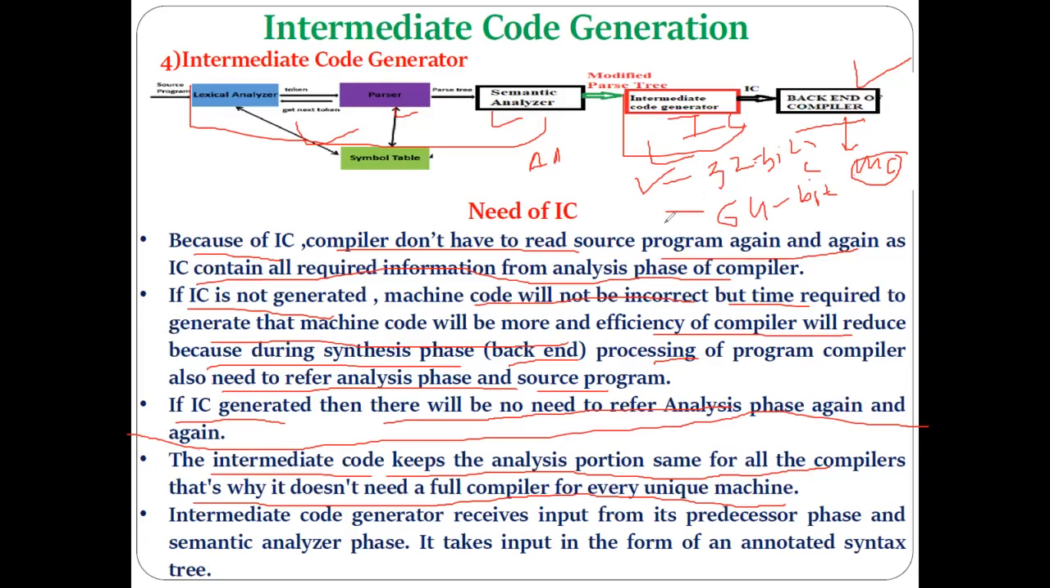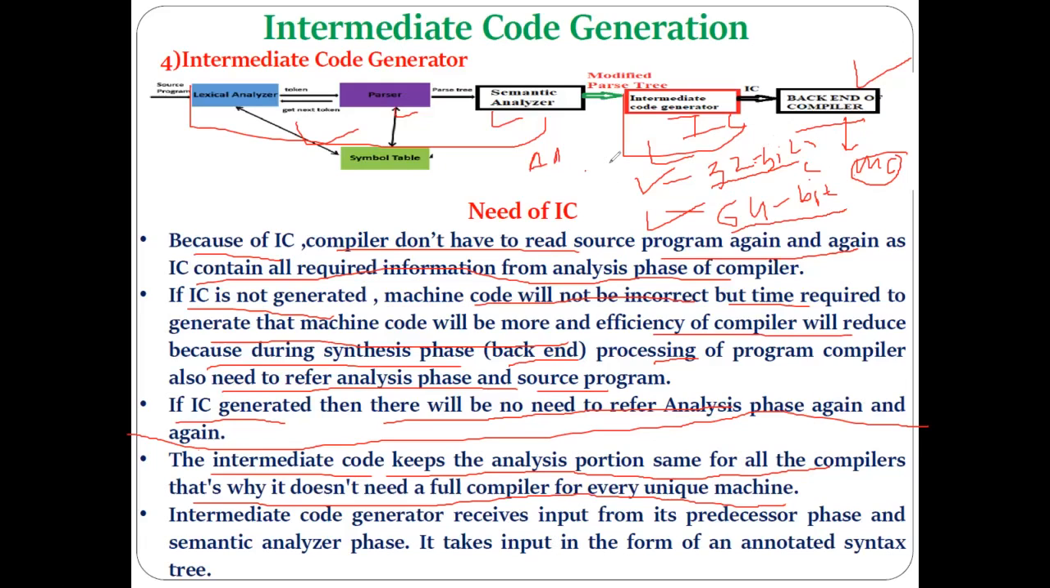And again, suppose you have another machine which is 64 bit. The compiler which you designed for the 32 bit, when you go to the 64 bit machine, again you need to design a fresh compiler. What you need to do? You need to design the fresh compiler, because you are changing from a 32-bit machine to a 64-bit machine. This is the case when the IC is not generated.